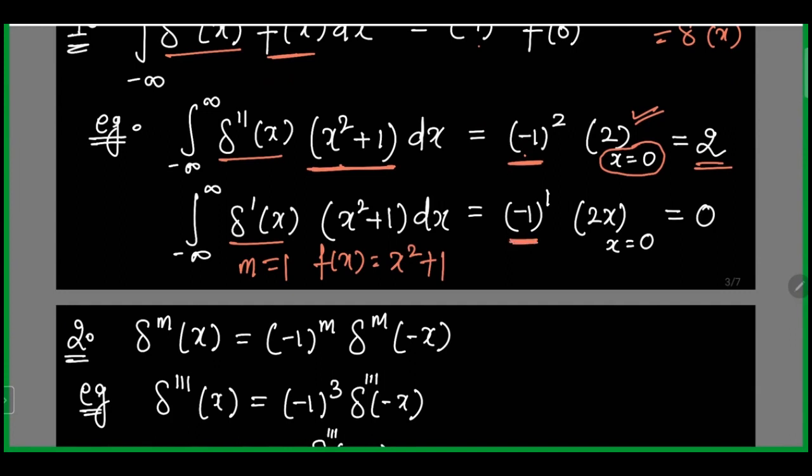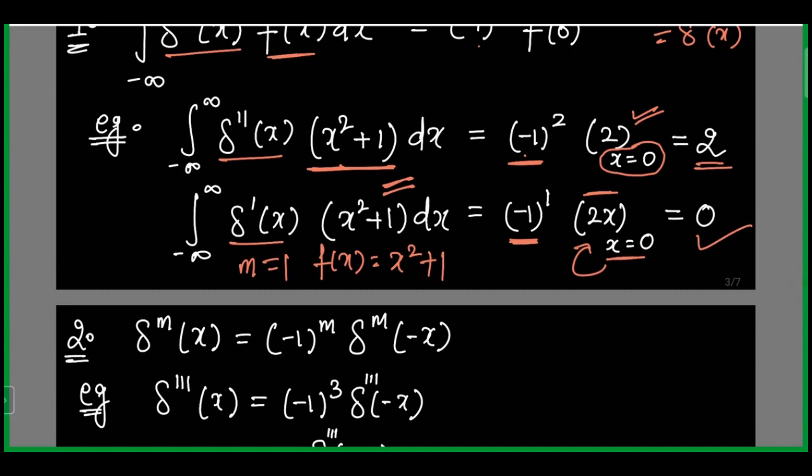Minus 1 raised to power m. So minus 1 raised to power 1 because now your m is 1. Then you derivate your f(x) how many times? m times. So what is m here? 1. So you will derivate your function one time. So let's derivate your function one time. It will give you 2x. Now in this 2x, you will put a value x equals to 0. So now let's put value x equals to 0. You will get 0. So this is how you solve this kind of problems.